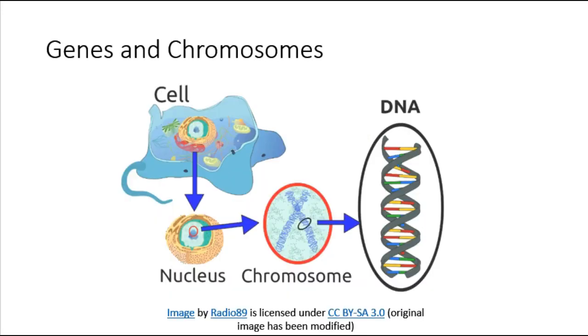So let's look at the building blocks of heredity, kind of where it comes from. Within every cell is a nucleus. And within that nucleus is the genetic material. That genetic material is found on chromosomes. Those chromosomes are made up of coils of DNA, and on those coils of DNA are our genes. And our genes are what affect everything that DNA controls, right? It all goes down to the genes. What genes do we have?